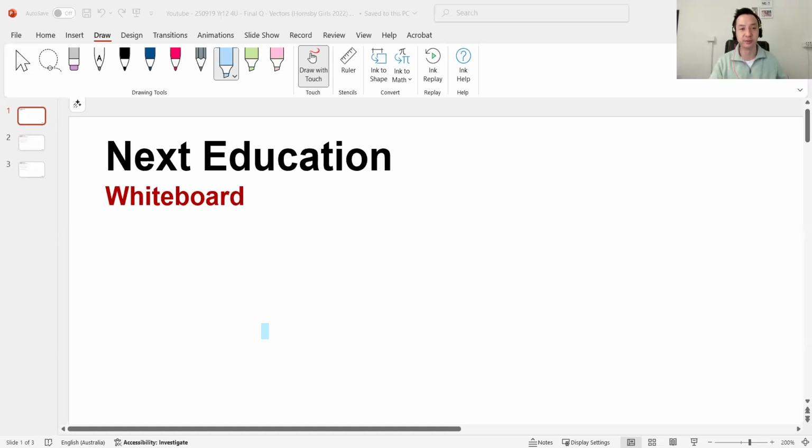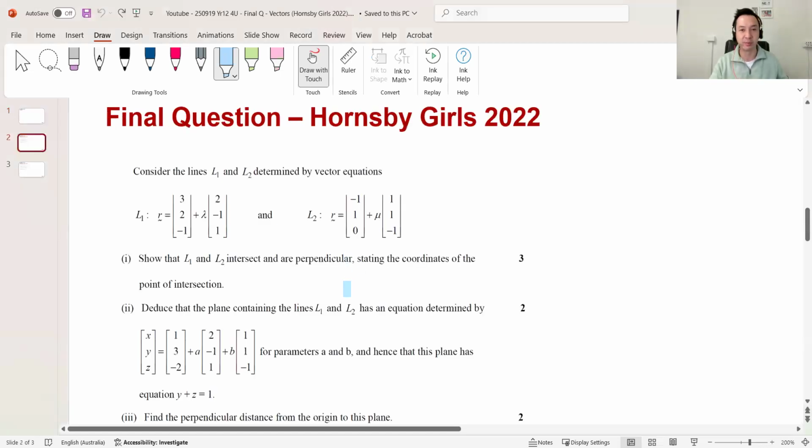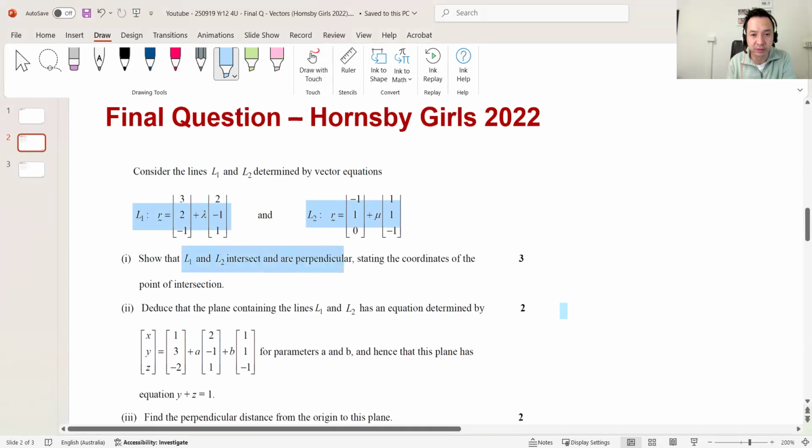Let's start. So let's have a read of the final question. Now, it's quite a lot of marks, about 7 marks in the question. So let's see what we got here. I've got two vector equation lines, L1 and L2. Pretty straightforward. Show that they intersect and are perpendicular.